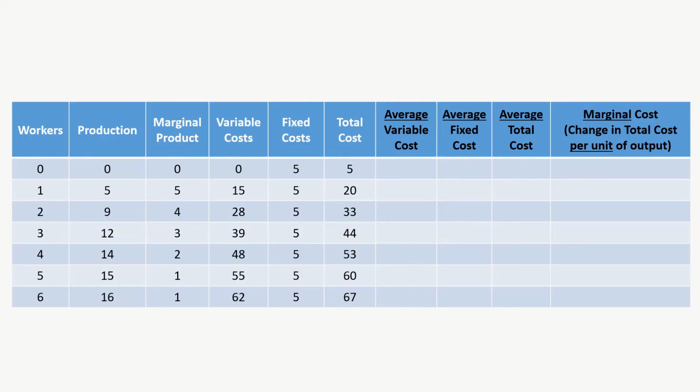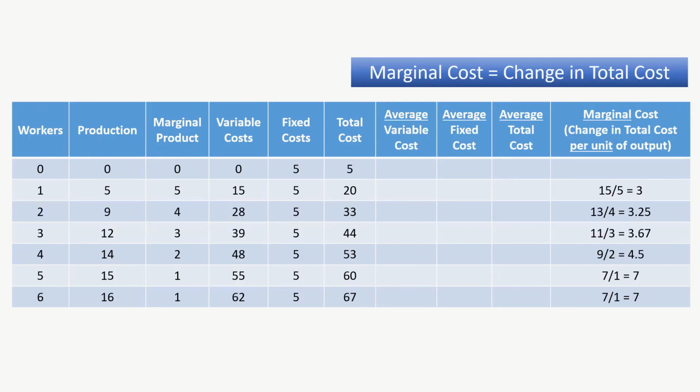Filling in that information in the table, the marginal cost of the production of the first worker is calculated by thinking of the change in total cost. So it goes from a total cost of 5 when you've got no workers to a total cost of 20 when you've got one worker, for an increase in cost of 15. But that's not your marginal cost, because that one worker can produce 5 doodads. So the marginal cost is 15 divided by 5 to get the marginal cost of one doodad. So 15 divided by 5 is 3.